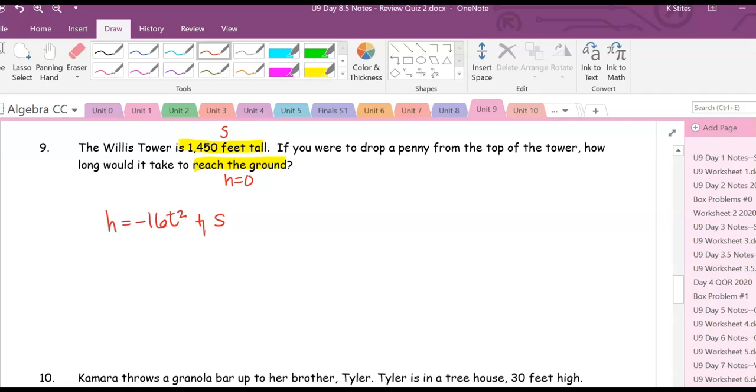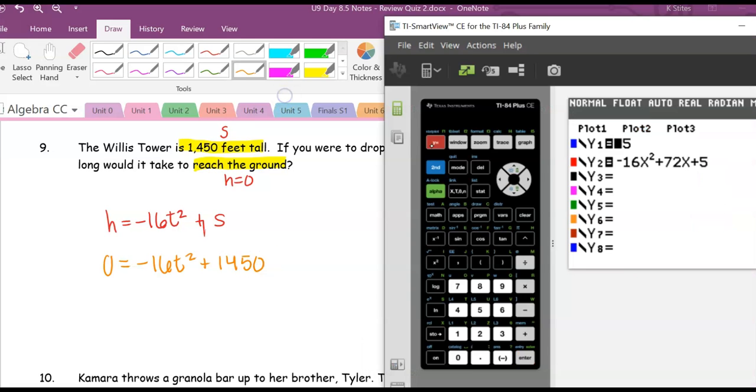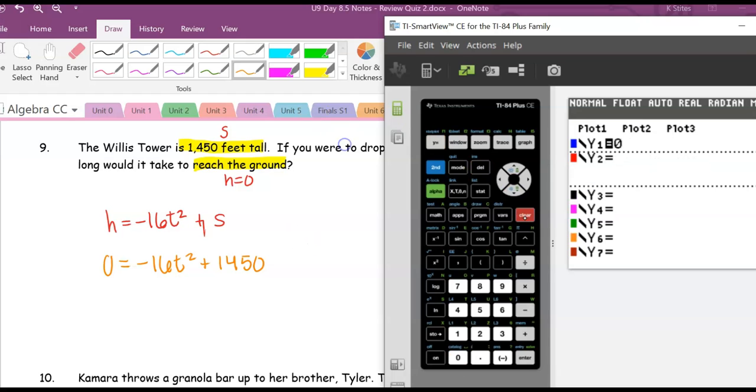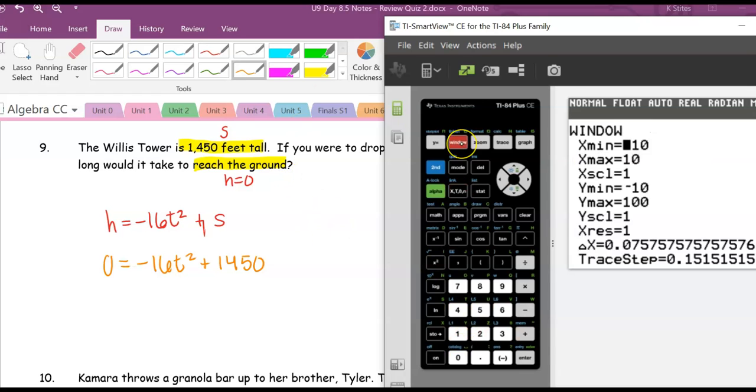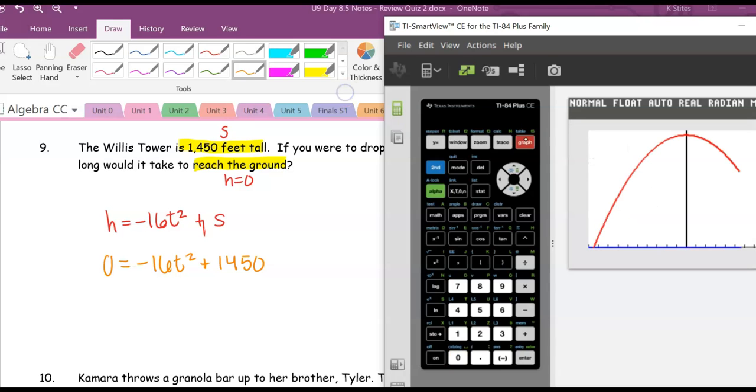All right, so our end height is 0, we'll plug that in. And our starting height is 1,450. And again, we're just going to graph this. So y1 is 0, and y2 is everything else. And window, we need bigger than 1450, so I'm going to go with like 1500. That seems good. And graph. And oh wow, that's very large.